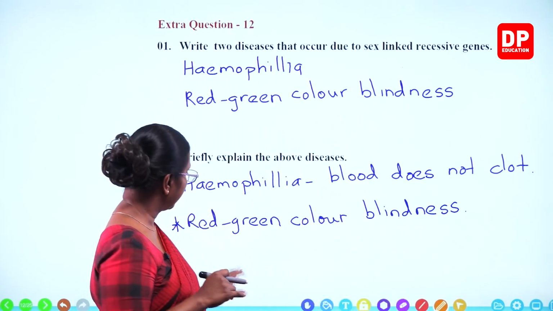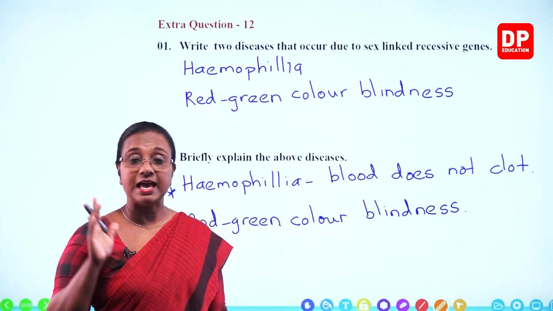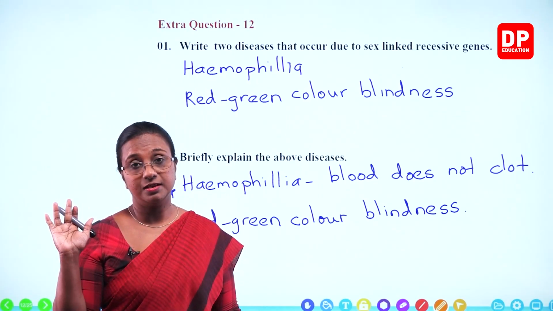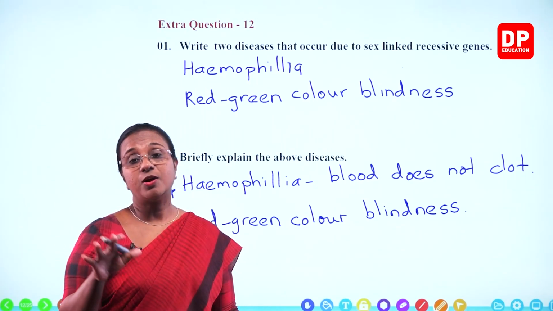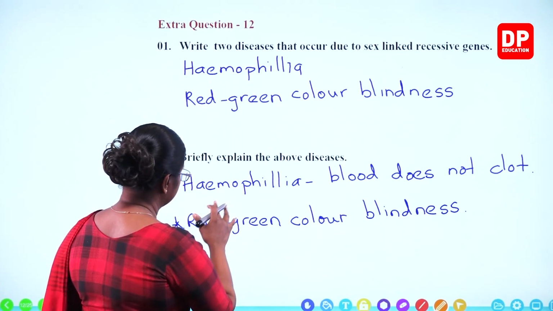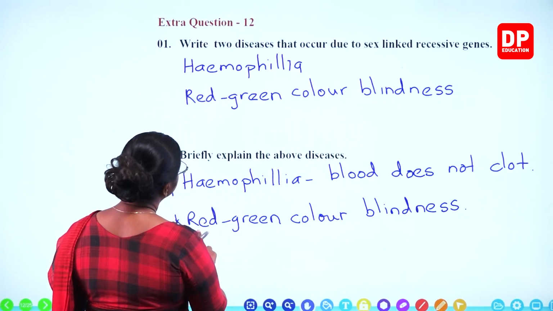The person who has red-green color blindness cannot distinguish red color from green color. So the person cannot distinguish between red and green color. So that is the disease.